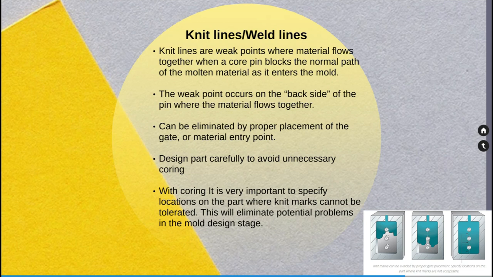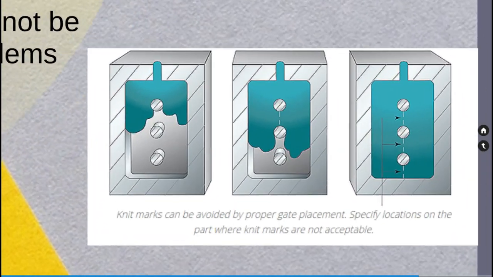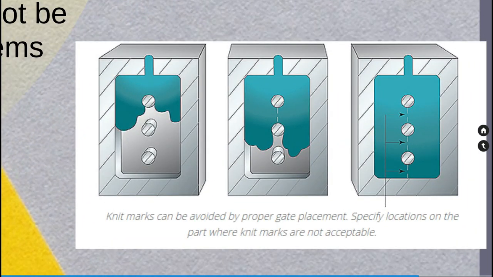Design the part carefully to avoid unnecessary coring. With coring, it is very important to specify the location of the part where the knit marks cannot be tolerated. This will eliminate potential problems in the mold design stage. So you can see the pins actually causing the formation of weld lines.